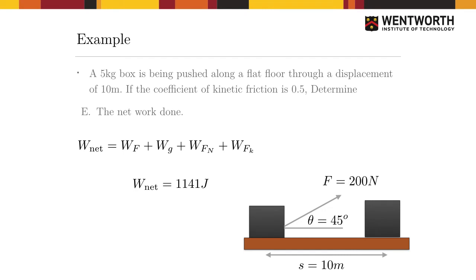Finally, if we want the total work done, we simply add up the work done by all of the individual forces acting on the box. Doing this, we get 1141 joules.